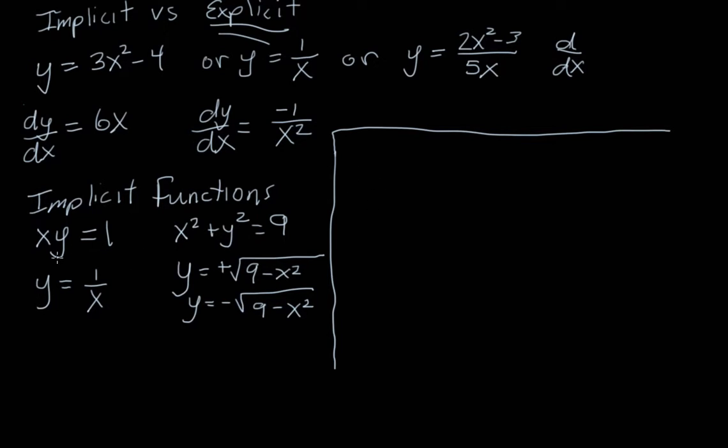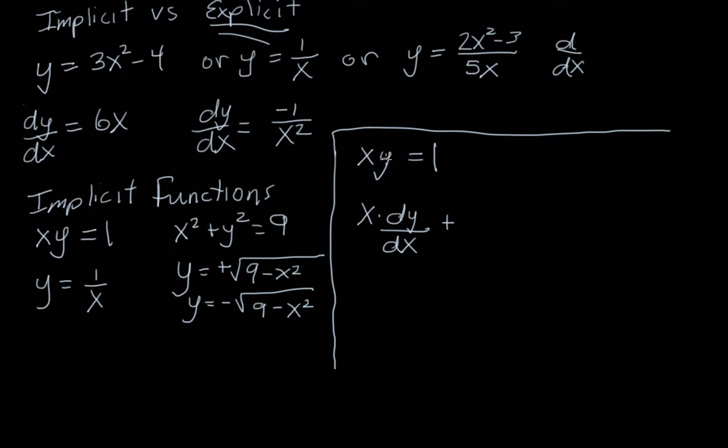So let's look at xy equals 1, and we're going to differentiate that implicitly, meaning I'm not going to solve for y. And so if we look here, we have a product. We have x times y, and we're going to differentiate both sides with respect to x. And so using our product rule, we have the first times the derivative of the second. So again, x is the first function.